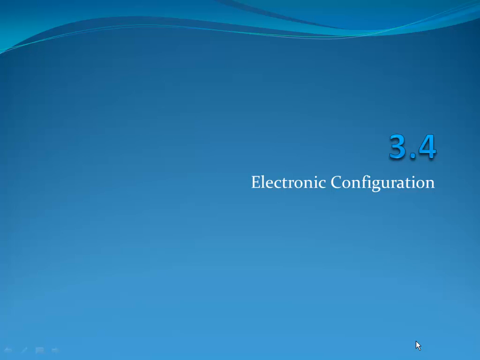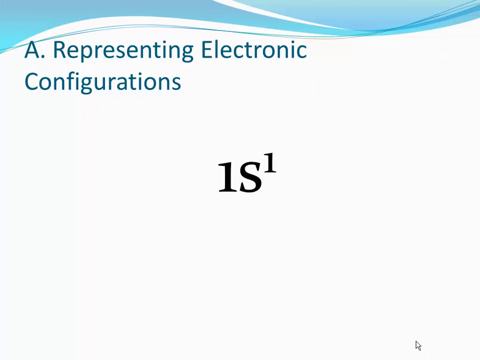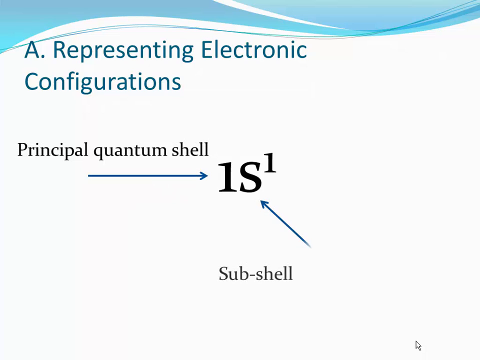Alright, this is 3.4 PowerPoint, electron configuration. So basically, it's the order in which electrons fill up their orbitals. To represent an electron configuration, you talk about what energy level they're in, which is the first number, which orbital they're in, in this case s, and how many electrons are in the s orbital or whatever subshell they're in, in this case 1 electron.